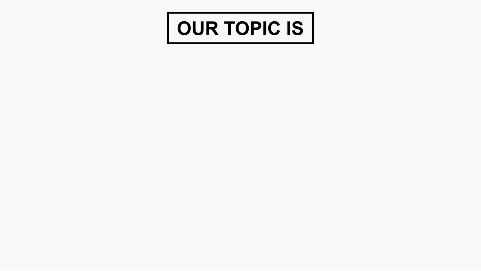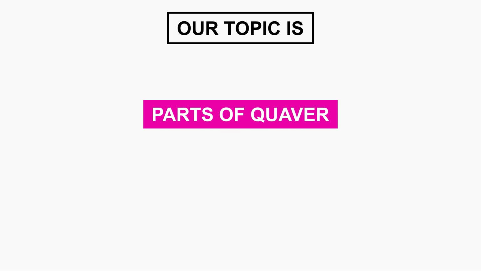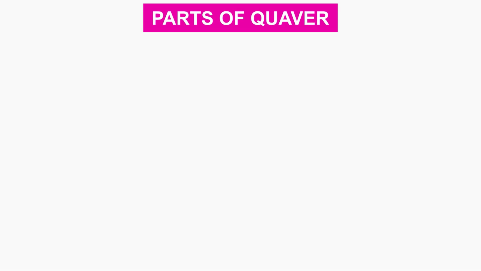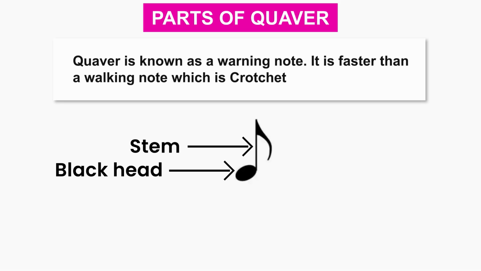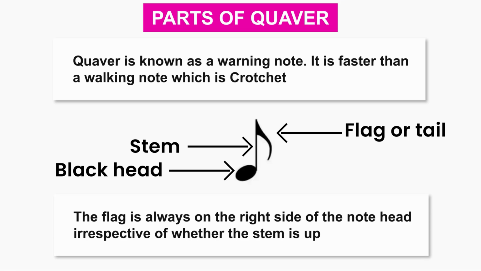In today's class, our topic is parts of Quaver. Quaver is known as a running note. It is faster than a walking note, which is crotchet. It has a black head with a stem and a flag or tail. The flag is always on the right side of the note head, irrespective of whether the stem is up or down.